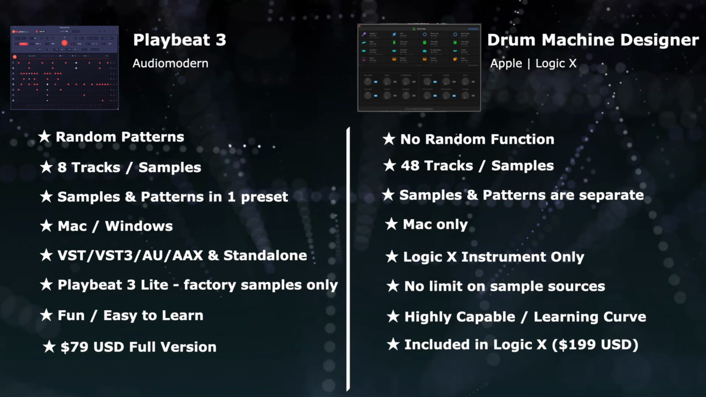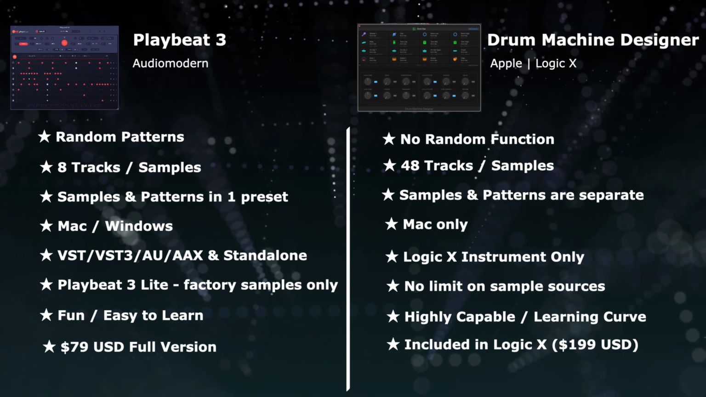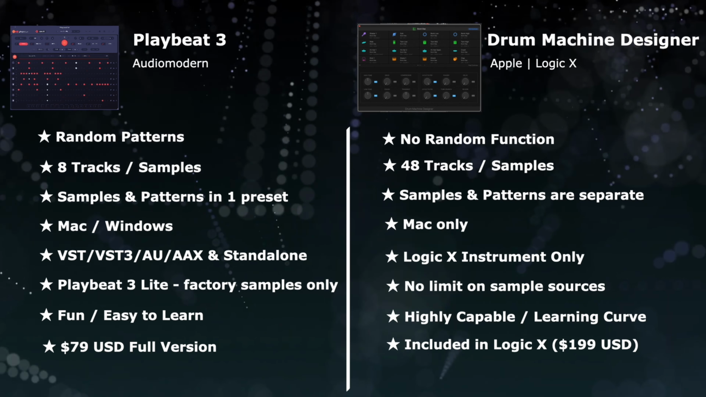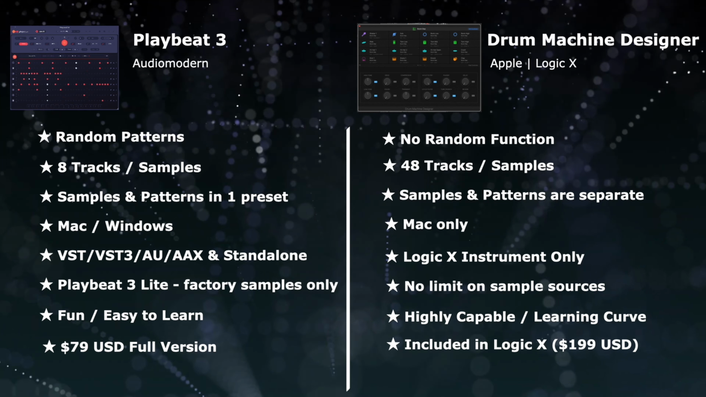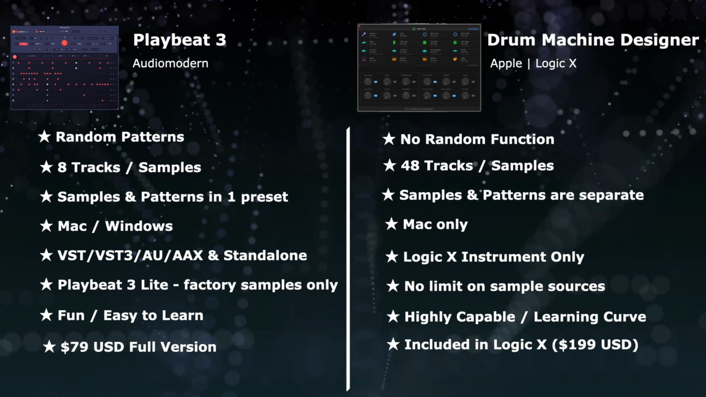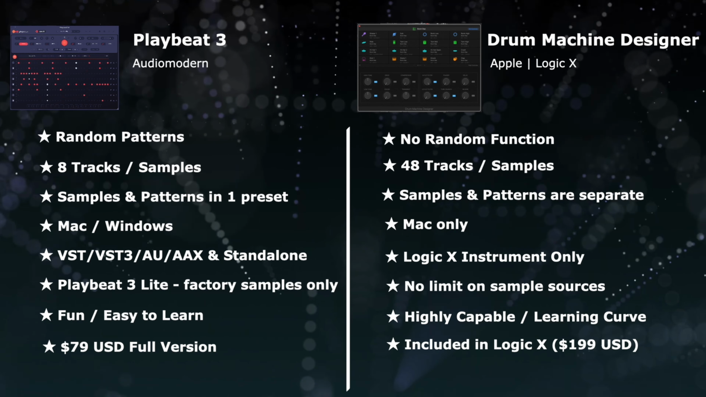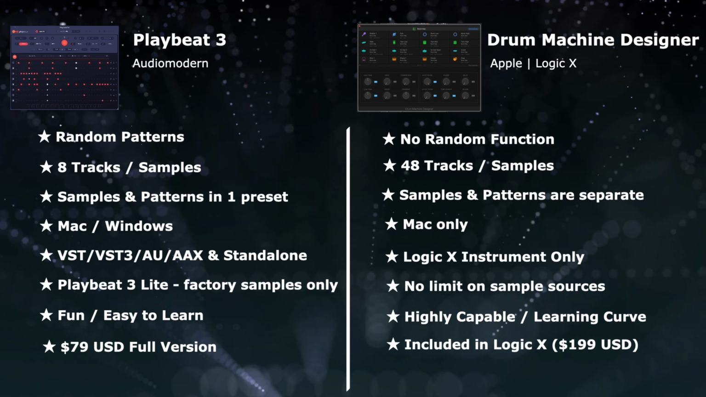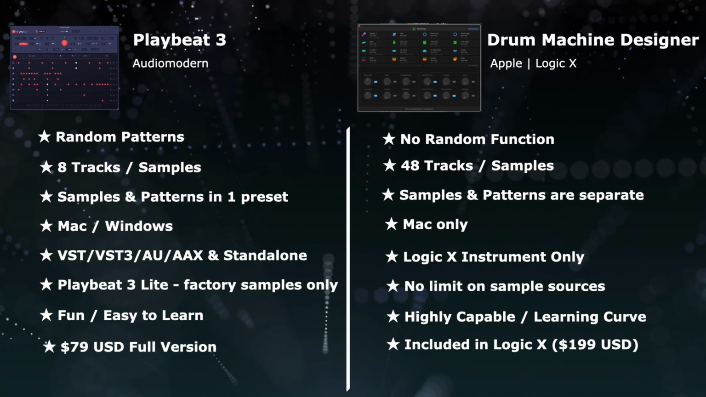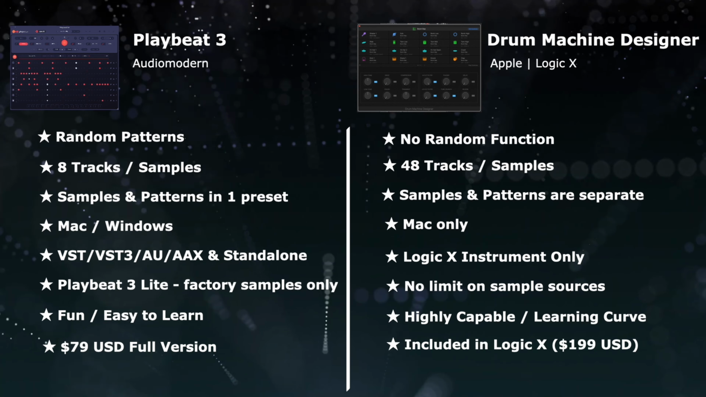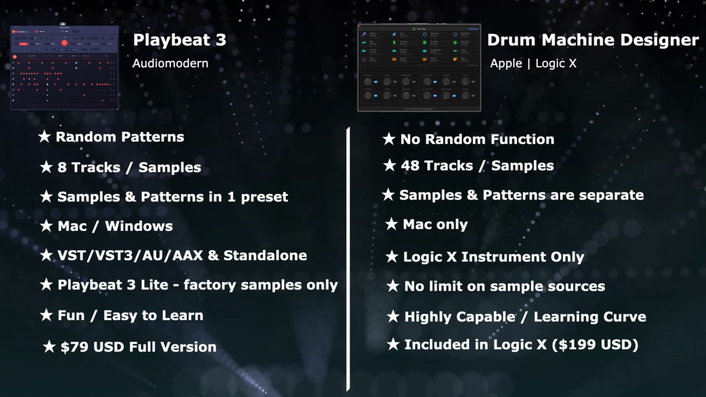Playbeat runs on Mac and Windows. Drum Machine Designer is Mac only. Because it's inside Logic, it's very much a Logic instrument as opposed to a VST or AU standalone type app. I would say that Playbeat is kind of fun and pretty easy to learn, which is probably why it's getting a lot of attention. Drum Machine Designer, way more capable, but a much longer learning curve. Now, to get full Playbeat, it's about $80. And Drum Machine Designer, you can't buy it on your own. It's included in Logic. So it's part of the overall Logic package that costs about $199.